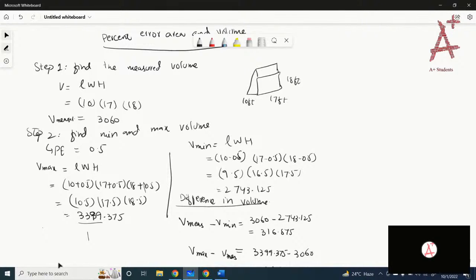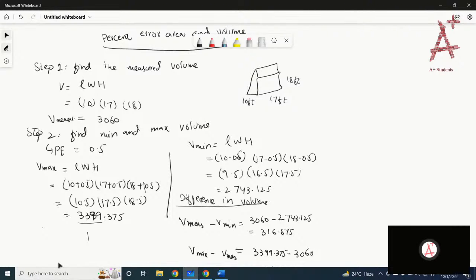Got it? Then you have to find the maximum and minimum volumes. We know how to find them; we did this topic earlier. For the maximum value, you have to add the greatest possible error to all the measurements and then multiply them. Like you find the volume, the extra thing is you add the greatest possible error. Got it? Then find the minimum volume. This time you subtract the greatest possible error.